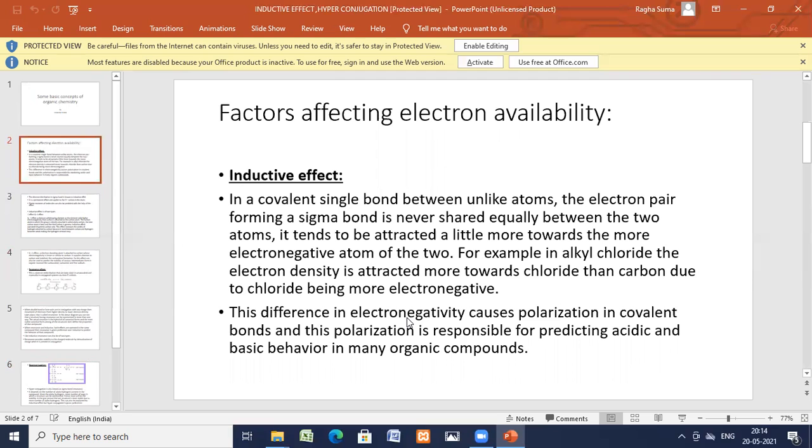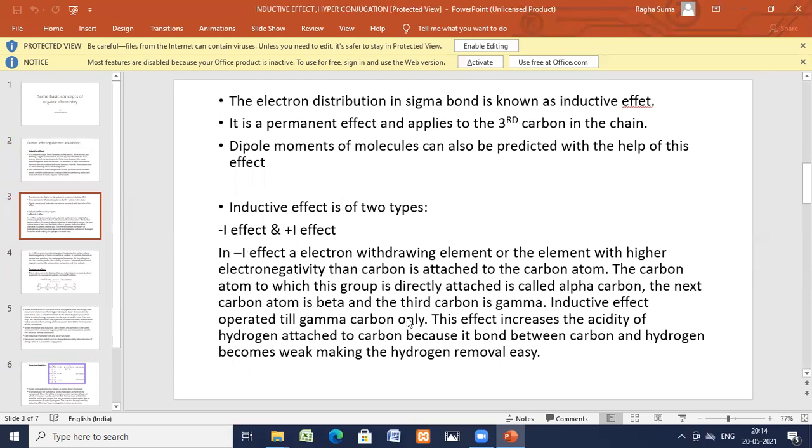I hope you have understood today's class, that is on the inductive effect, plus I effect, minus I effect. The application part is not given in the slide, but I've explained to you about the acidity and basicity of the compounds.